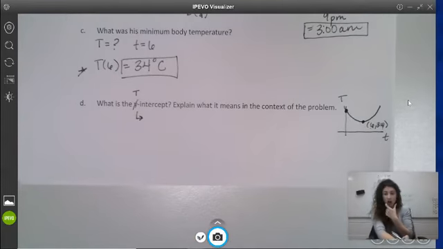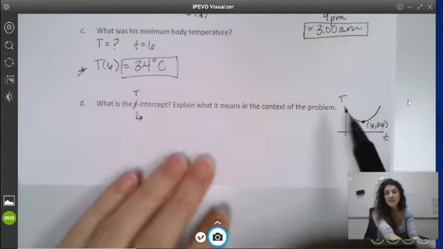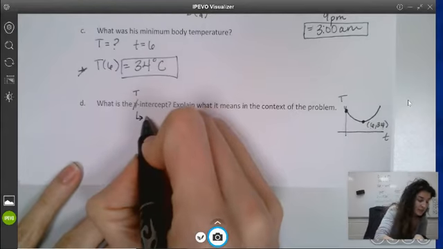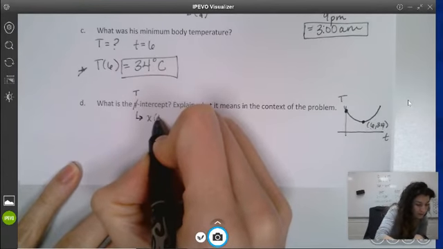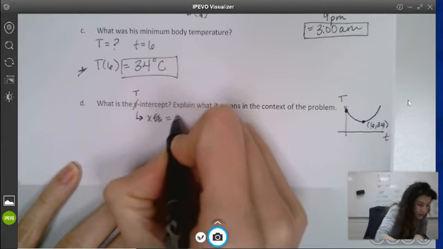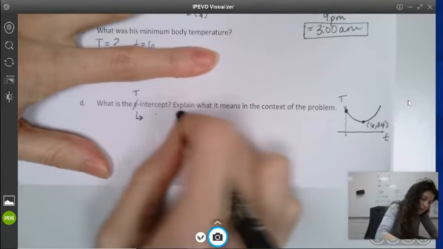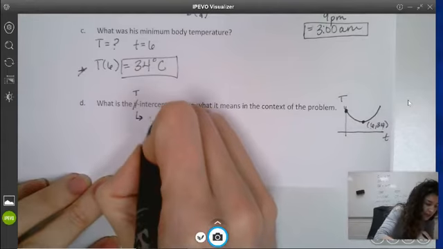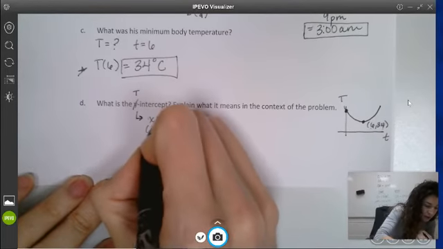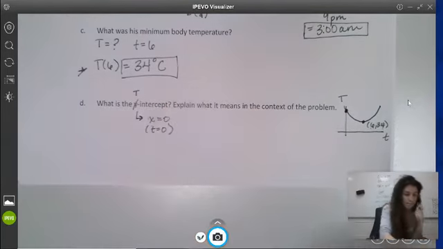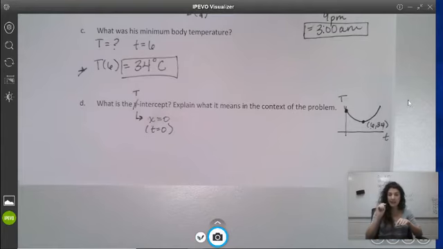And there's a very specific behavior of y-intercepts that we need to keep in mind, which is that it's when x, or t, equals 0. Let me write that in a way that makes sense. It's when x equals 0, in other words, t equals 0. So we first want to find out what that intercept is, and then we need to interpret it in the context of the problem, which really just means, what does that number mean and why is it important?